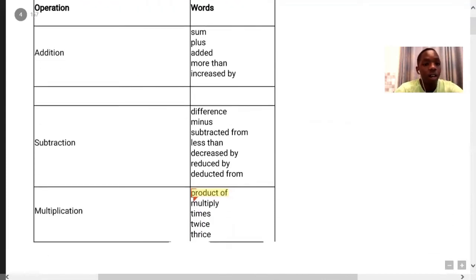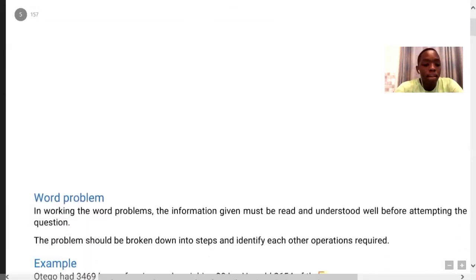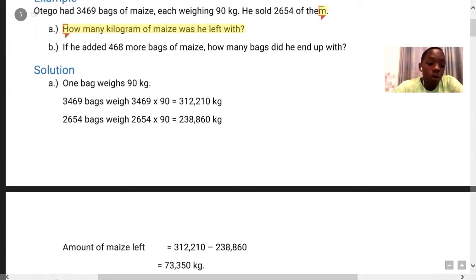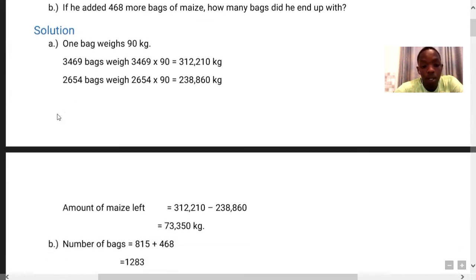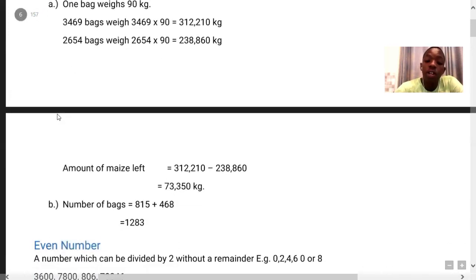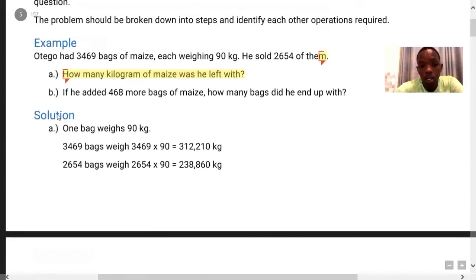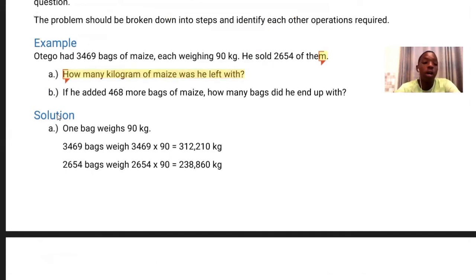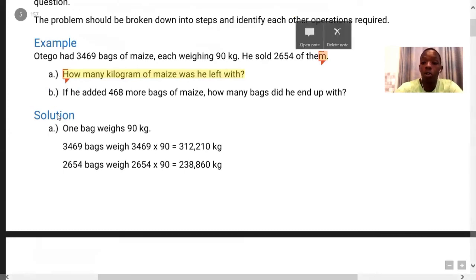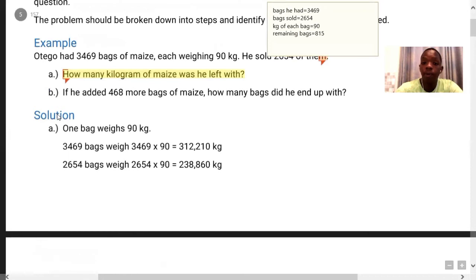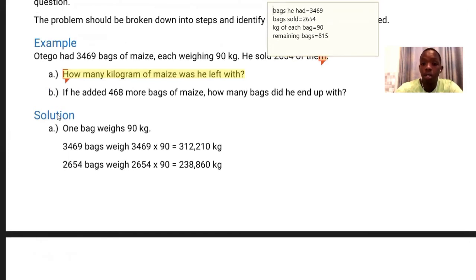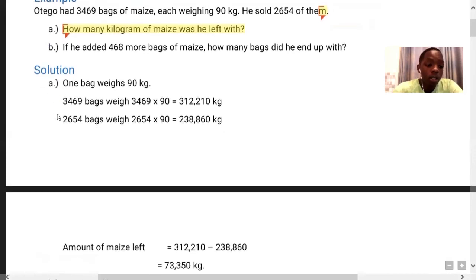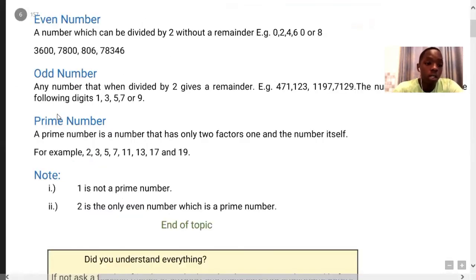Just scroll down. As you can see, they've decided to go the long way and figure out the total kg he had and the total kg he sold. So when they subtract, they will get 73,350. Let's see if our answer is correct. Our answer was 73,350 kg. So they are both correct. It's just how you want to go about them. We've gone about it that way because we started solving from here, from the first part. That's how we started solving the equation from. Let's just continue. So basically, that's the one problem.